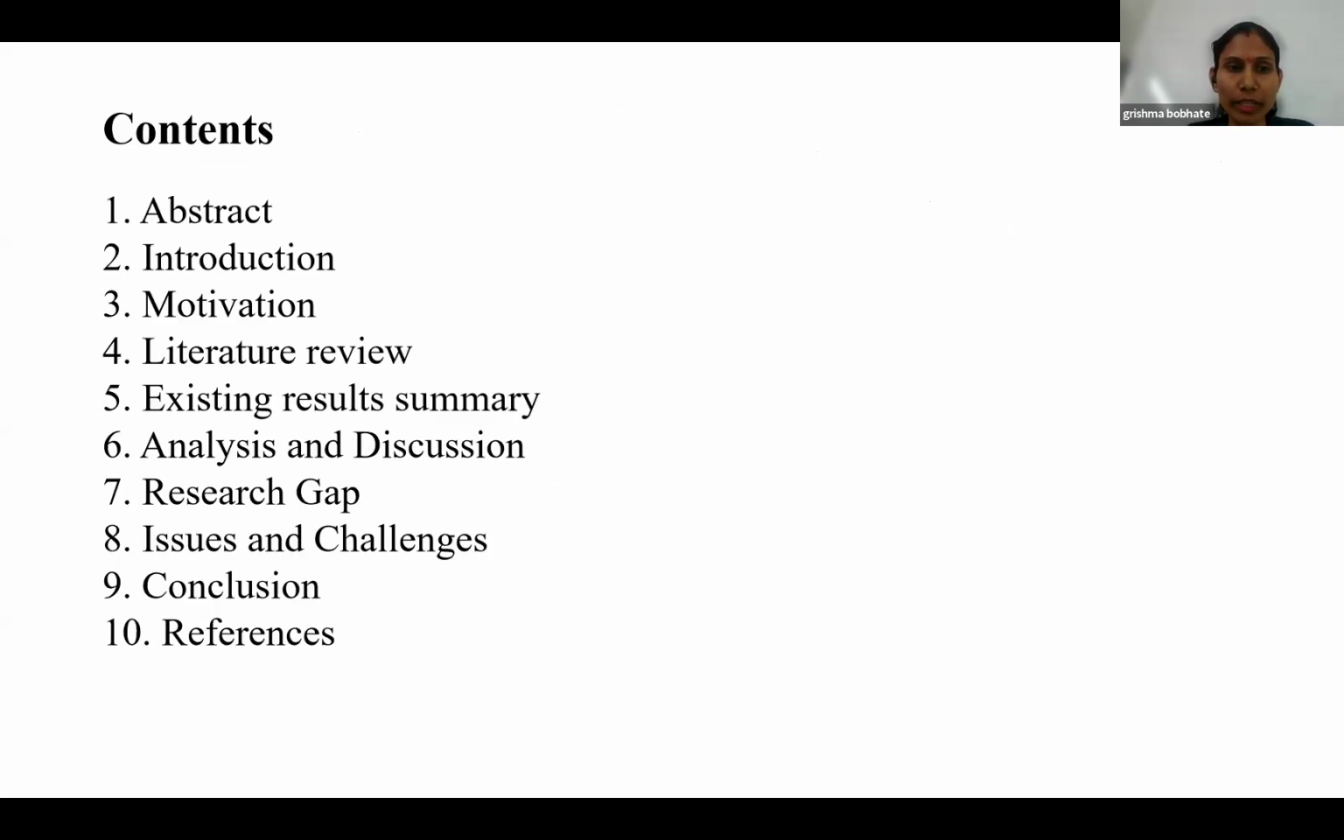So these are my contents. Today I'm going to cover these: introduction, motivation, review, and the existing results summary, analysis and discussion, research gap, what I found here, and then issues and challenges with the conclusion and references.